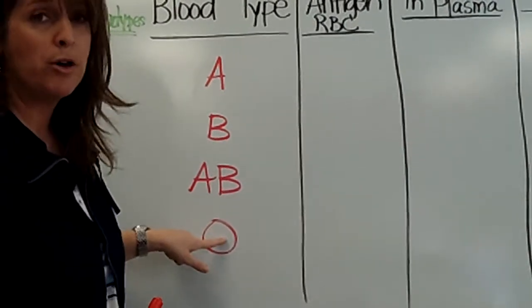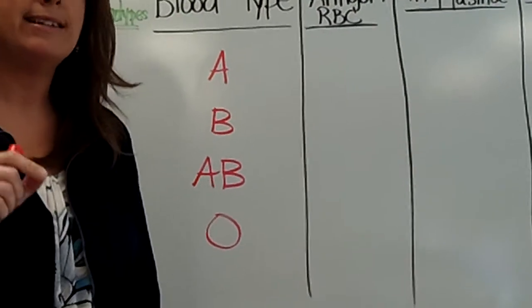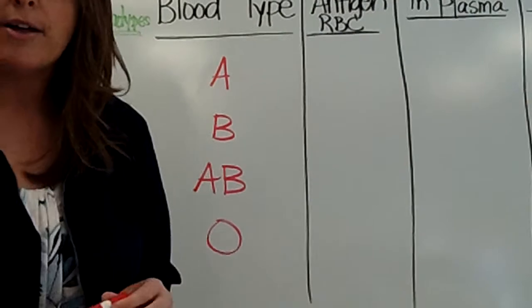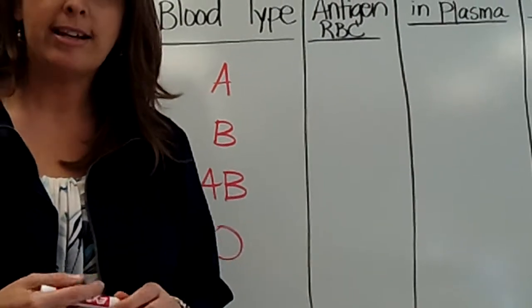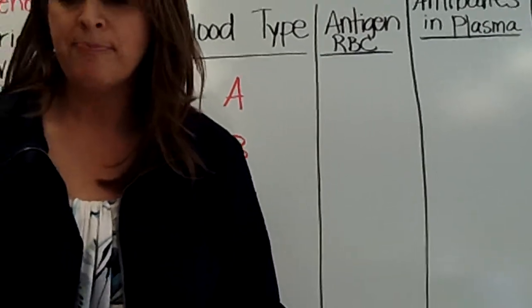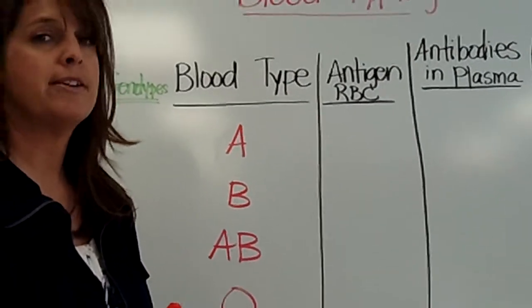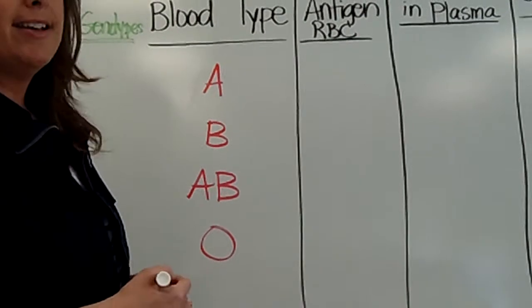There's also type O blood, and type O blood is recessive, although it's one of the most common blood types. About 35% of the people in the United States have type O blood, and it's O positive, and we'll talk about those positive, negative factors in a few minutes. Okay, so here we go.